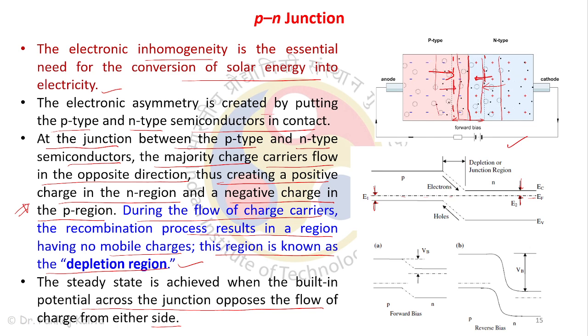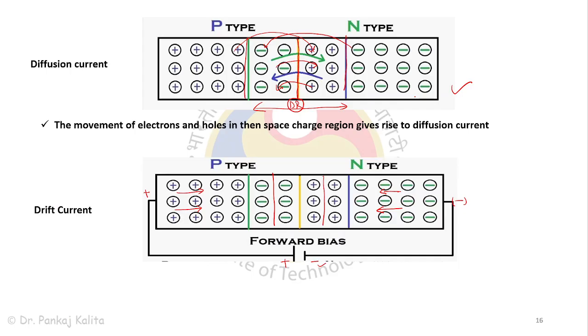The region formed due to recombination of electron and hole pairs near the junction is known as the depletion region. A steady state is achieved when the built-in potential across the junction opposes the flow of charge from either side. This potential is now enough to prevent the flow of charge from either side. So this is your depletion region, as I have explained, formed due to the flow of electrons from n-type and the flow of holes from p-type.